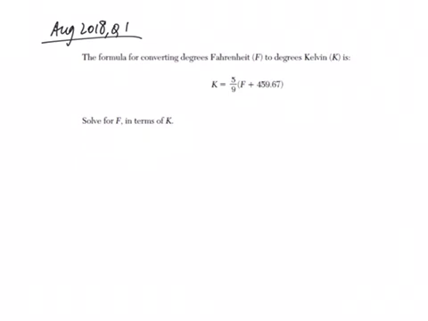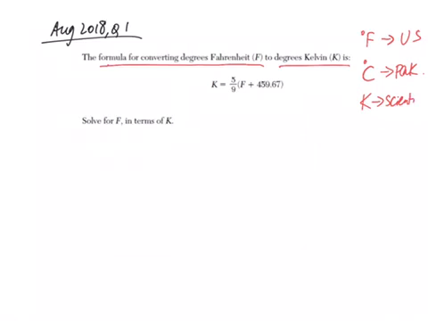Alright, so we've got this formula for converting degrees Fahrenheit to degrees Kelvin. So we use degrees Fahrenheit in the US, degrees Celsius maybe in Pakistan, and I think even the UK uses degrees Celsius. Kelvin is only used for scientific purposes. Named after Lord Kelvin, he was a physicist, so that's why it's called the Kelvin.